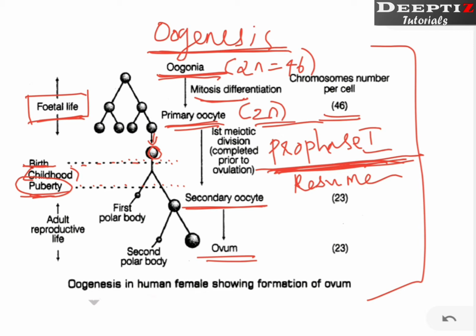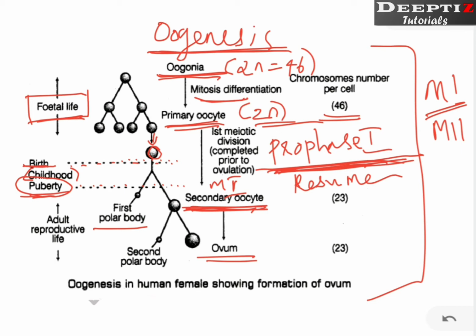When it completes meiosis 1, two cells are formed. Which are they? Meiosis has two steps, right? Meiosis 1 and meiosis 2. So meiosis 1 got completed, and what it forms, we call a secondary oocyte.